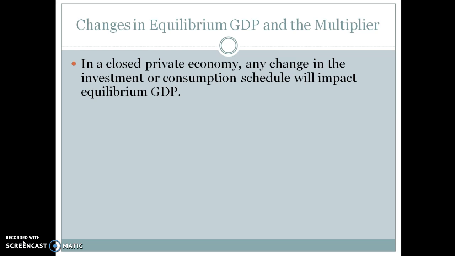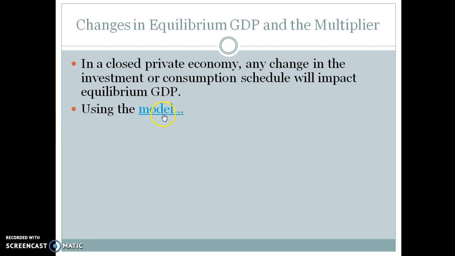So in a closed private economy, any change in the investment or consumption schedule will impact equilibrium GDP. If investment or consumption goes up, then equilibrium GDP will also need to go up to account for that. If investment or consumption goes down, then equilibrium GDP will subsequently have to go down as well.